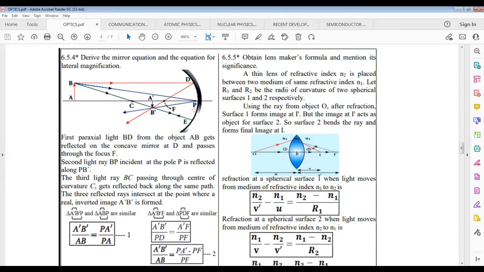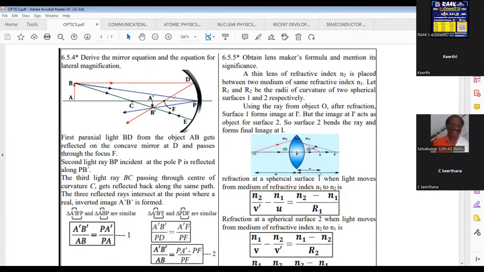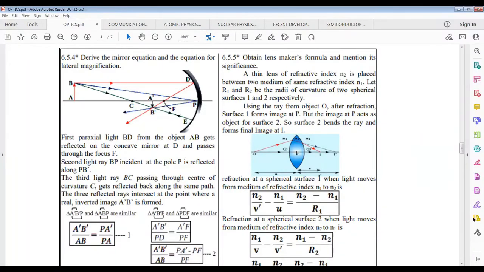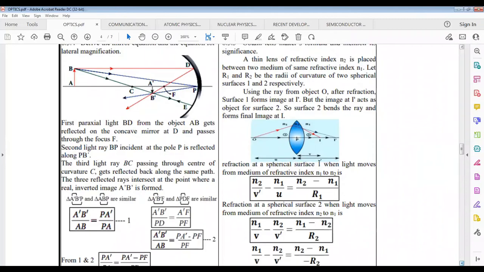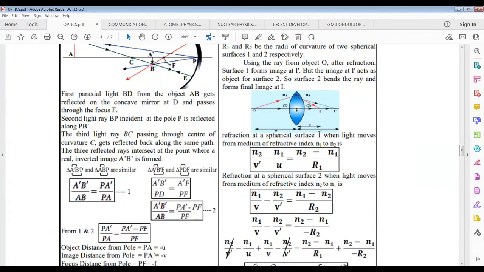And another triangle, assume this is a straight line. This is somewhat curved, but it is considered as a straight line. So this is DPF or PDF. These two triangles are similar triangles. So by comparing the corresponding sides, you will be getting the equation like this. PA dash by PA is equal to PA dash minus PF by PF.